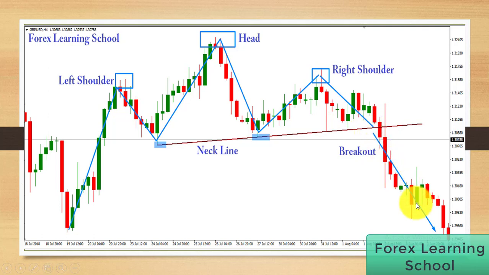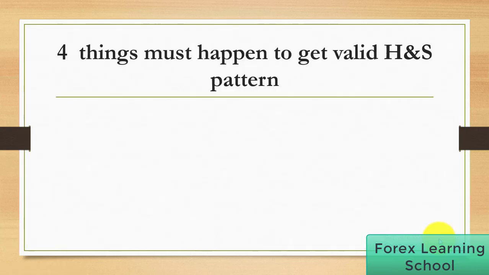You can see that once the price goes below the neckline, it makes a move that is at least the size of the distance between the head and the neckline. 4 things must happen to get a valid head and shoulders pattern. 1. Market is in an uptrend. To find this pattern, an uptrend market is mandatory.